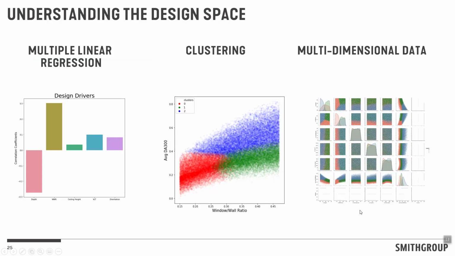It also opens up a lot of new possibilities. You can use basic multiple linear regression to get some quick understanding of the impacts of certain design decisions to understand design drivers. You can use clustering algorithms to understand different regions of the space. And you can use a variety of other methods to understand very complex multidimensional data. So there's a lot that we can do here.